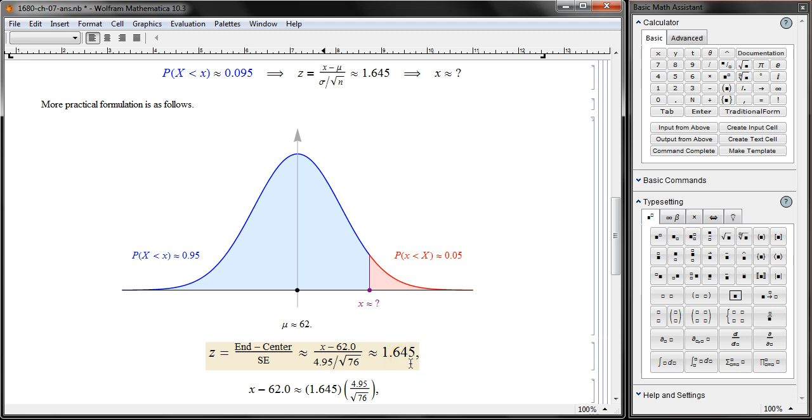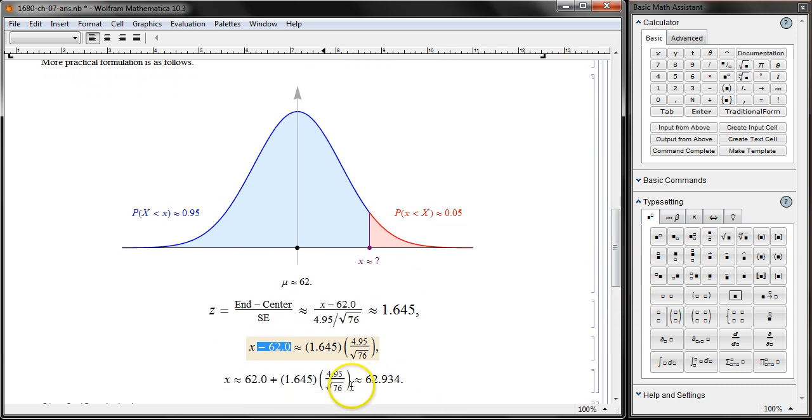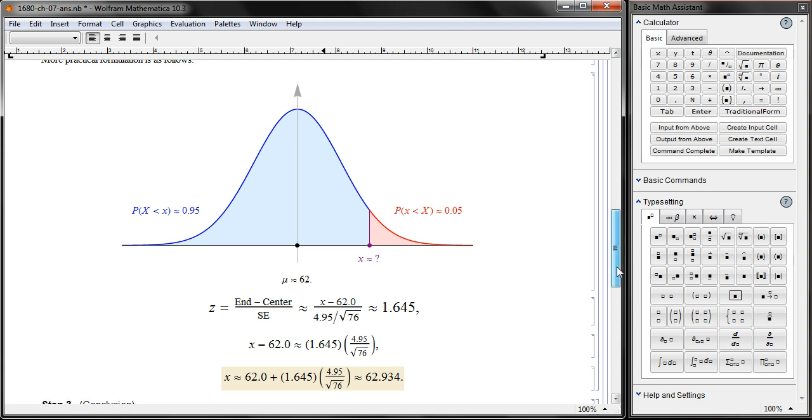Solving this equation is not too bad. Just flip this denominator to the other side, and that yields this, and then flip this subtraction by 62 to the other side, and we get that. Punch your calculator in, you're going to get 62.93, approximately speaking, 62.9. That's going to be your 95% upper confidence bound.